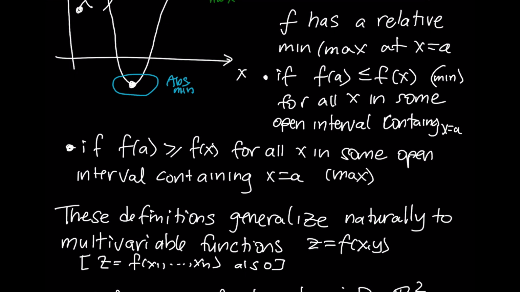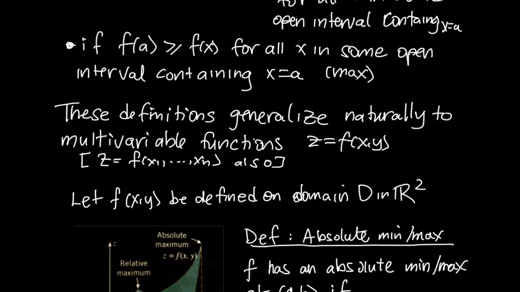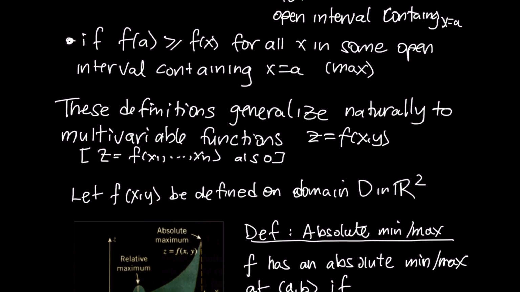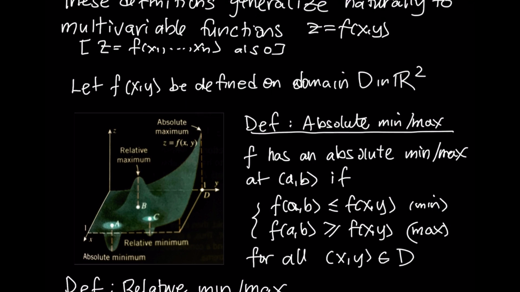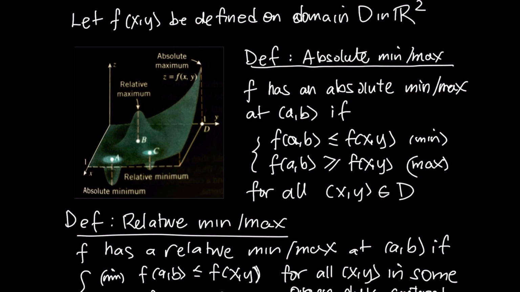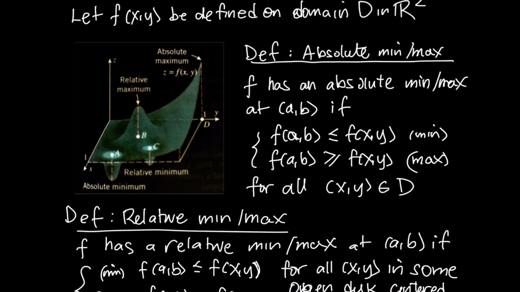Now, we're going to focus on functions of two variables, but you could also define things for functions of many variables. So let's take our function f of x and y to be defined on some domain D in R2. We are going to define an absolute minimum as follows. Your function f is going to have an absolute minimum at a point (a, b) if the value of the function at that point (a, b) is less than or equal to the value of the function anywhere else in the domain.